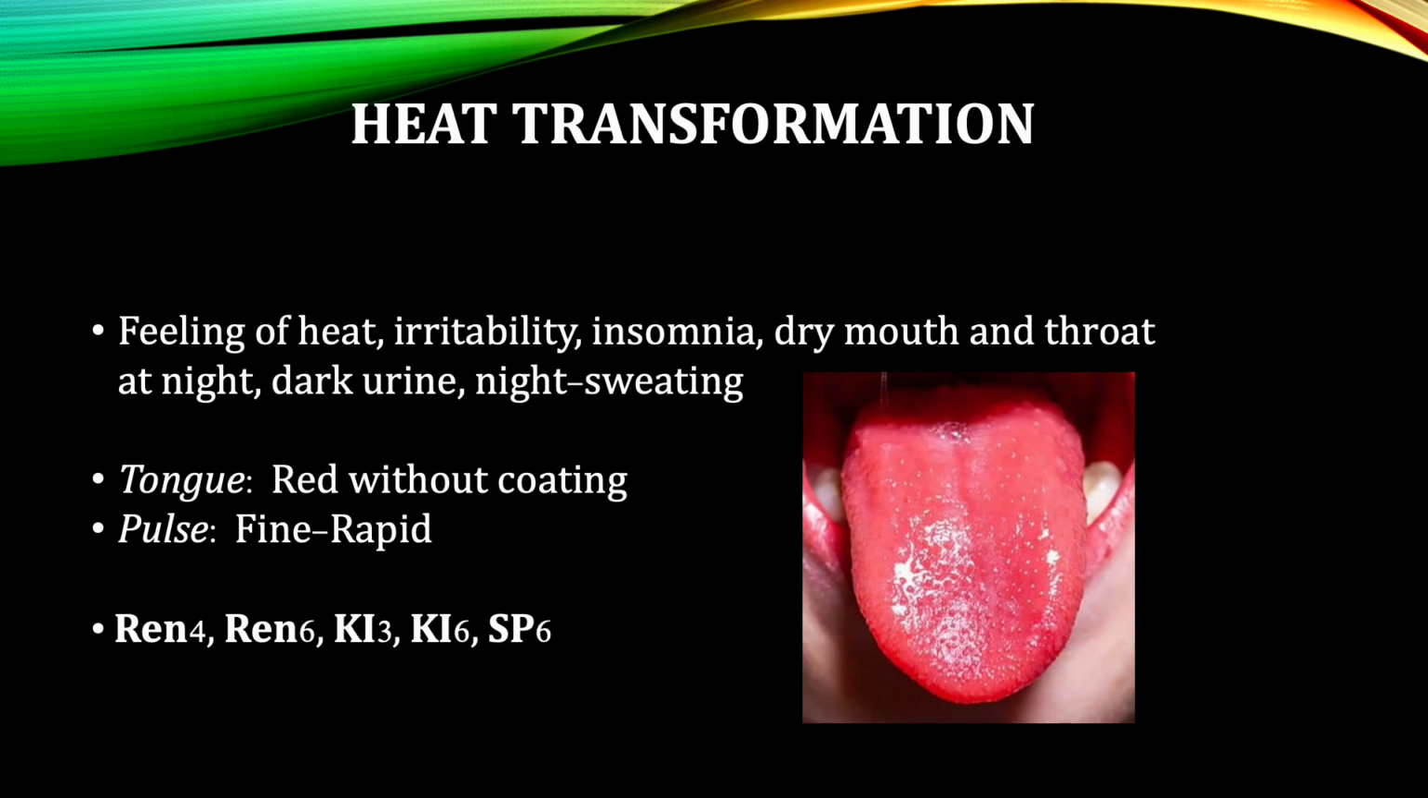Heat transformation: feeling of heat, irritability, insomnia, dry mouth and throat at night, dark urine, night sweating. Tongue is red without coating, pulse, fine, rapid. Points: Ren 4, Ren 6, Kidney 3, Kidney 6, Spleen 6.